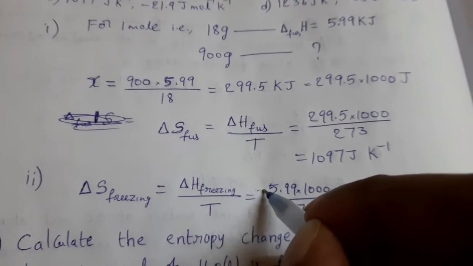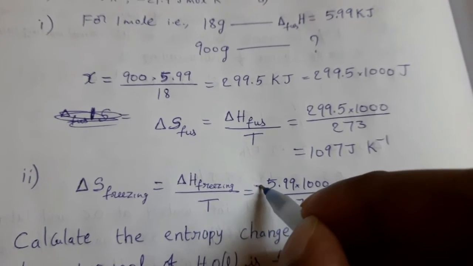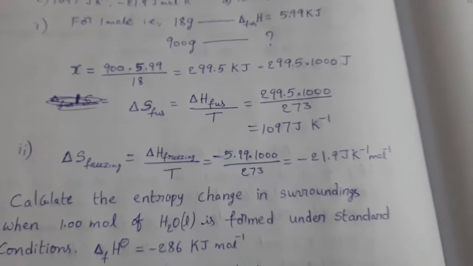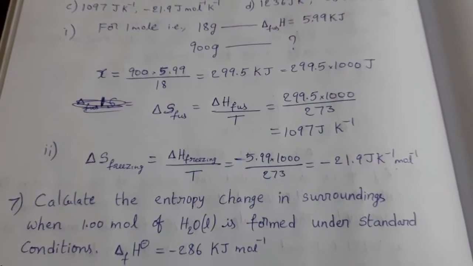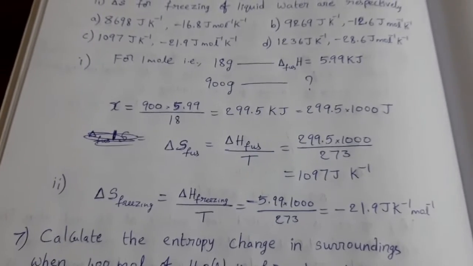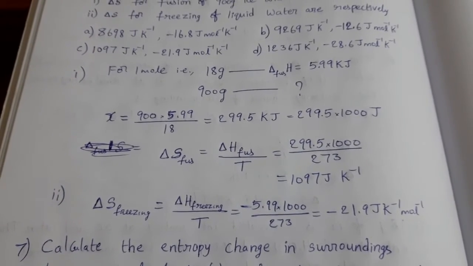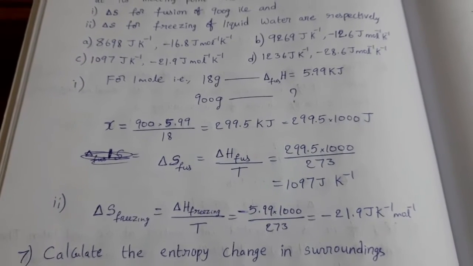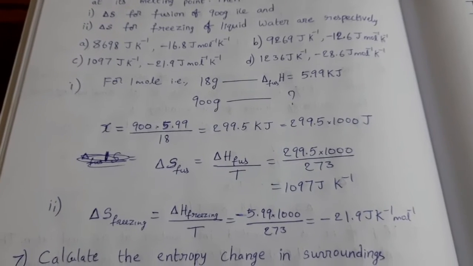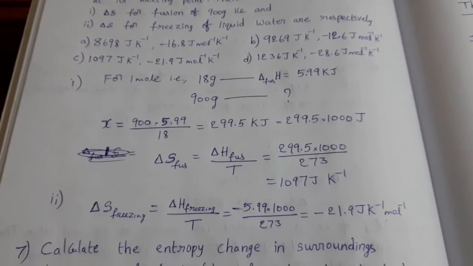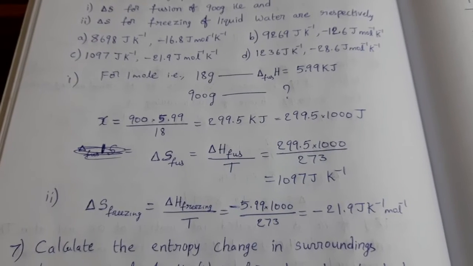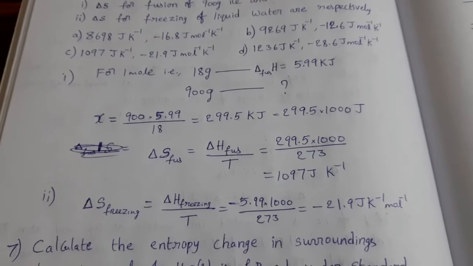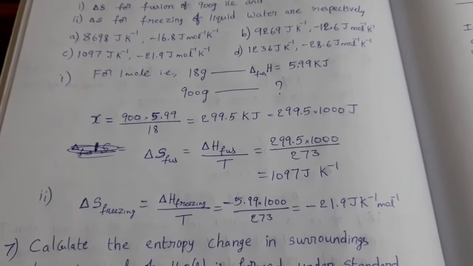Freezing takes place. Freezing means a liquid substance is changed to solid state at its melting point. That is called freezing, at its freezing point. In this freezing process, heat energy is released. That means delta H value is negative. That's why entropy is also negative. So the answer for the change in entropy for freezing of liquid water is minus 21.9 joule Kelvin inverse mole inverse.